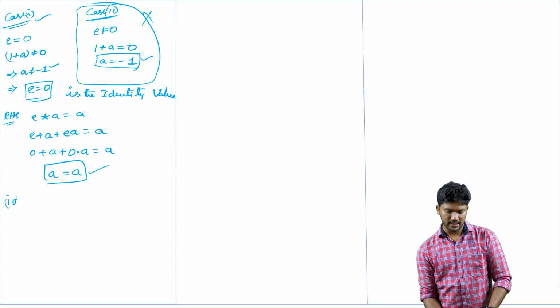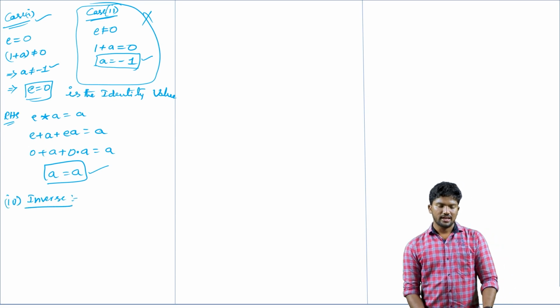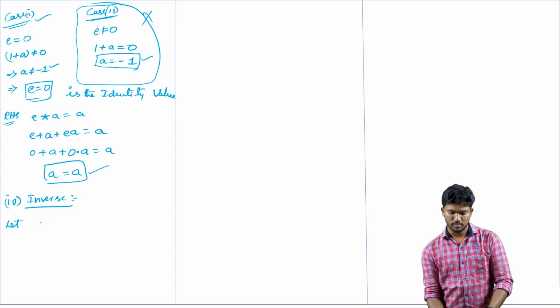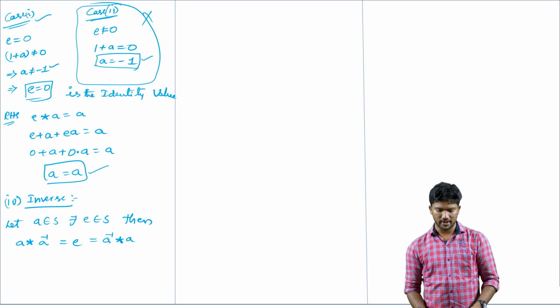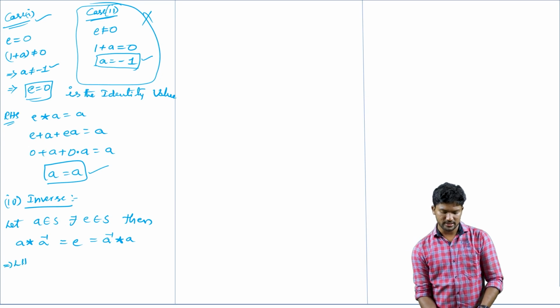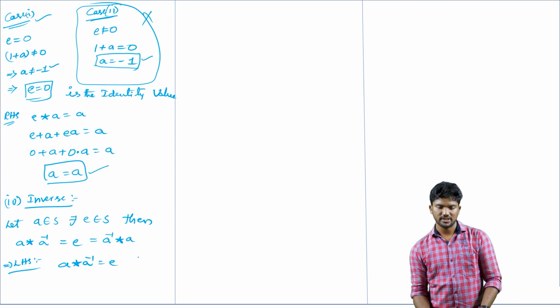Next, the fourth condition is inverse. Let a belong to S, and there exists e also belonging to S. Then a star a inverse is equal to e, which is equal to a inverse star a. This is the original inverse condition. Now I am taking the LHS: a star a inverse is equal to e.